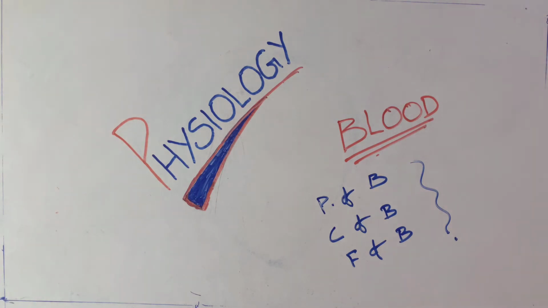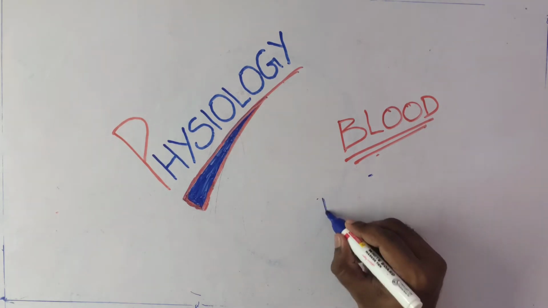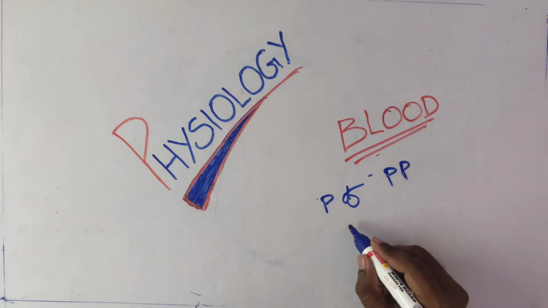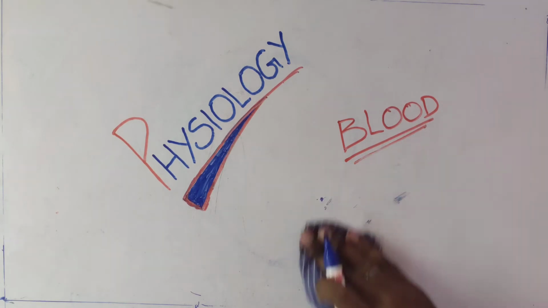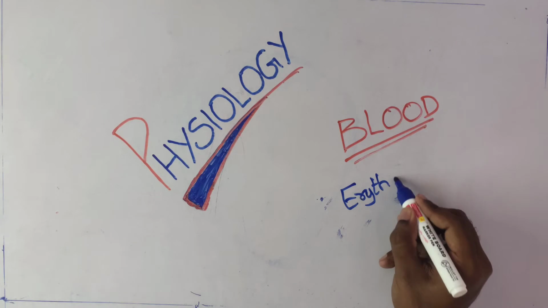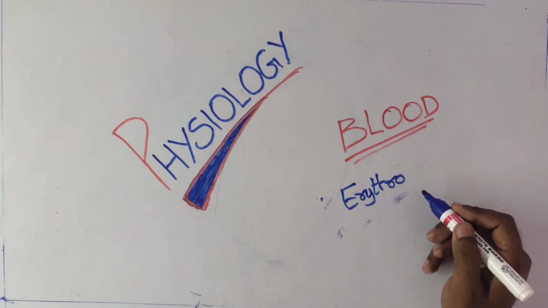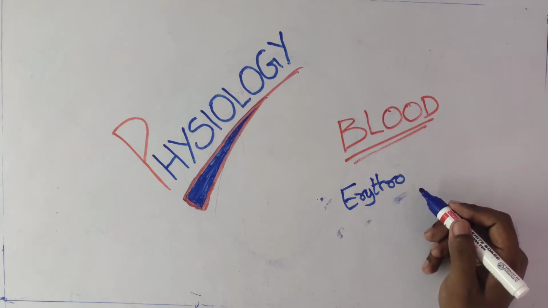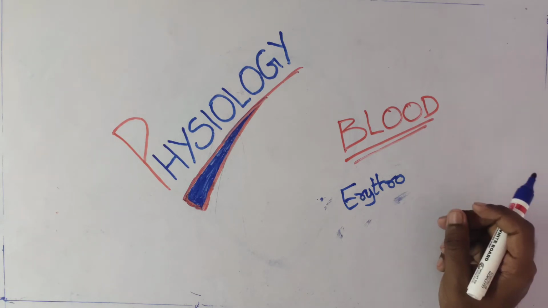Next, properties of plasma proteins, functions of plasma proteins. Next, erythropoiesis, the entire concept of erythropoiesis. I will discuss the whole chapter of erythropoiesis because this chapter is very important from the exam point of view, as they will ask for the site of erythropoiesis, the process of erythropoiesis, or the factors necessary for erythropoiesis.